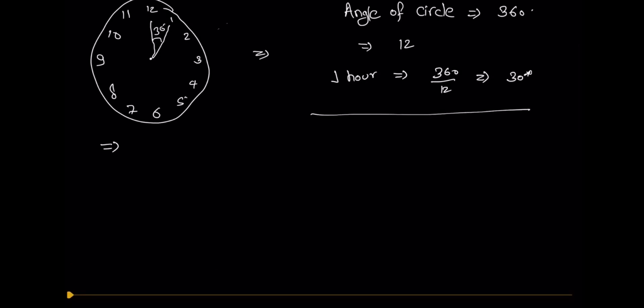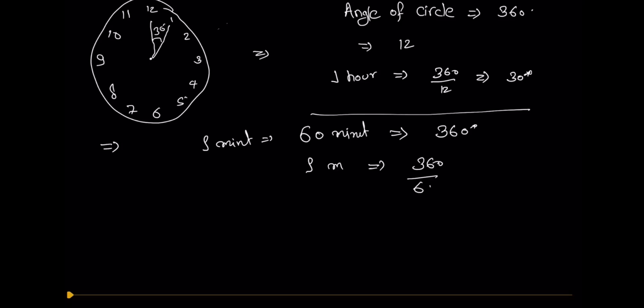So we know a minute needle takes the entire circle in 60 minutes. 60 minutes is the entire circle. Entire circle means 360 degrees. So 1 minute it will take 360 divided by 60, that is 6 degrees. So every minute tick, one tick, is 6 degrees.